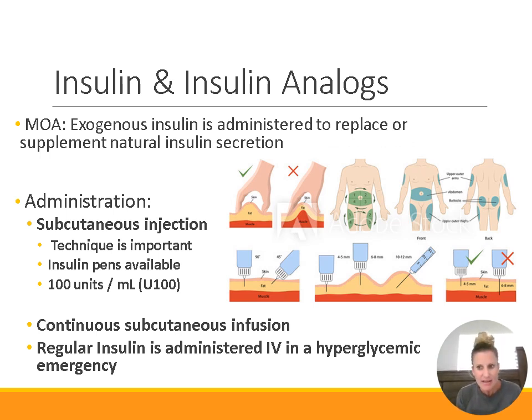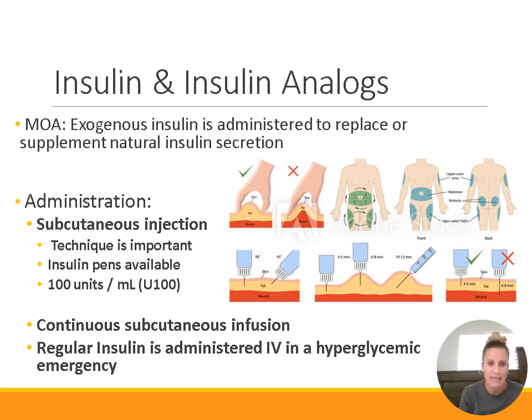The mechanism of action for insulin: insulin is exogenous insulin, meaning insulin from outside the body is injected into the body in order to replace natural insulin secretion or to supplement, give a little bit more natural insulin secretion. So again, all we're trying to do is just replace what the body should be doing. That's it.